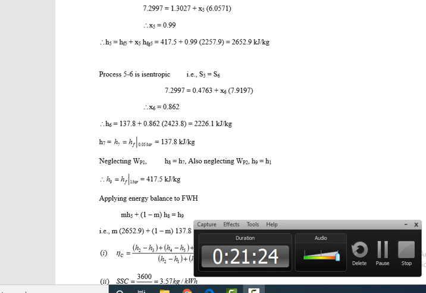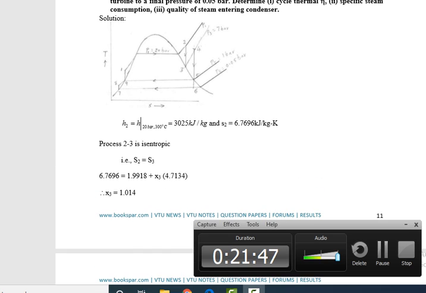From this equation, we get the dryness fraction at point 6, x6, equal to 0.862. And from this dryness fraction, you get the value of h6, that is the enthalpy at point 6. Put the values in the formula and you get 2226.1 kJ per kg. So you are getting the enthalpy at point 6.